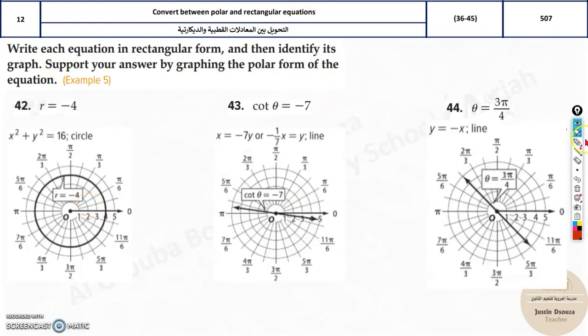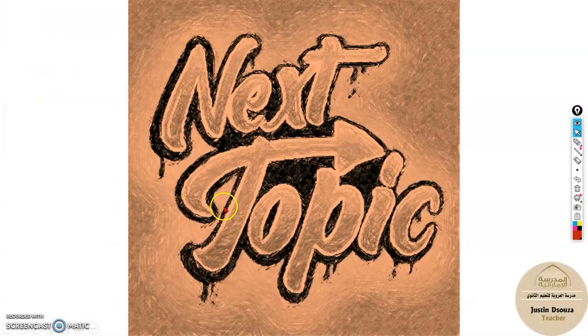Please make sure you solve them by yourselves and then check the answers. So these are the answers.